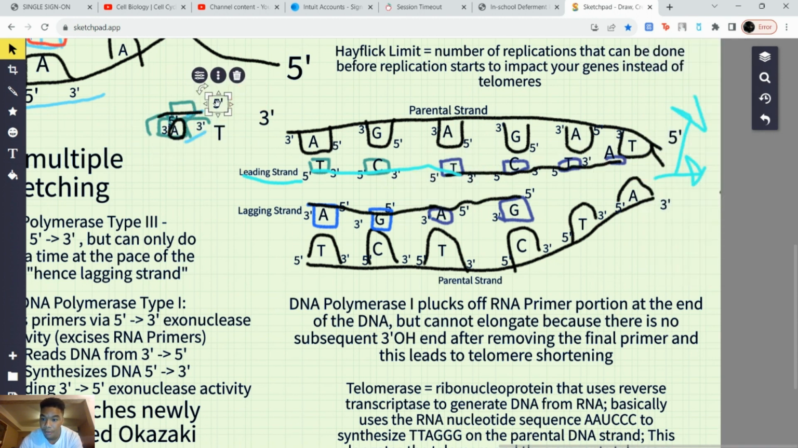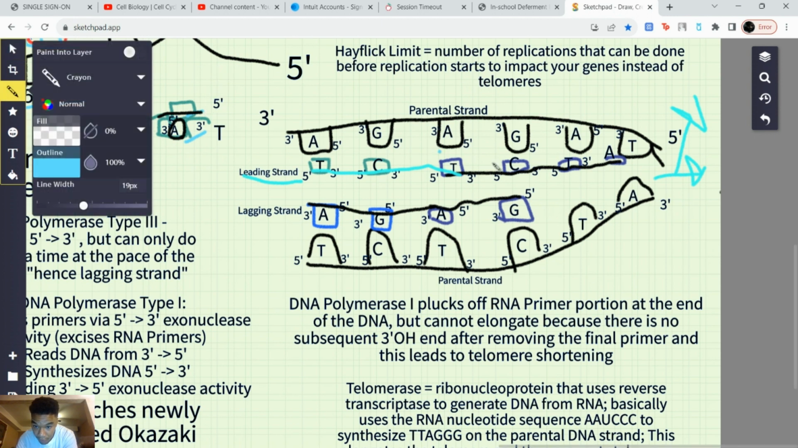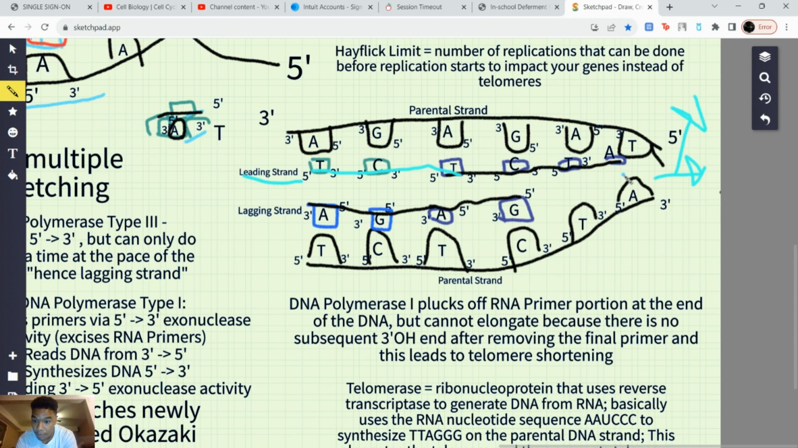So when it removes the primer, it removes those nucleotides. And when it removes those nucleotides, it removes the phosphates, the hydroxyls associated with those. So now we have a 5' end and essentially the end of the line, the end of the DNA strand. There is no 3' for which you can add the nucleotide and finish off the Okazaki fragments of the lagging strand.